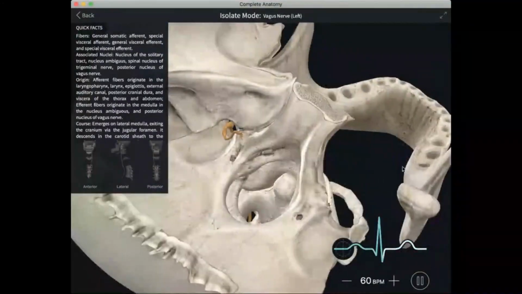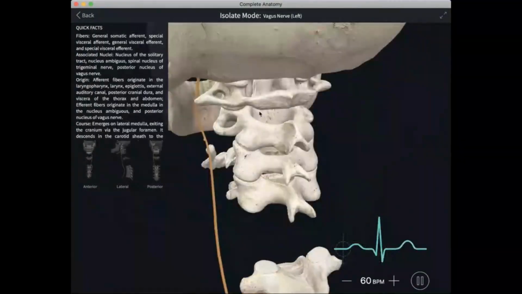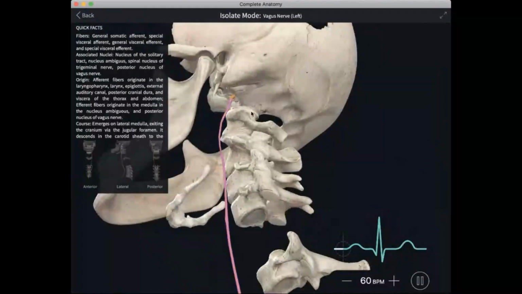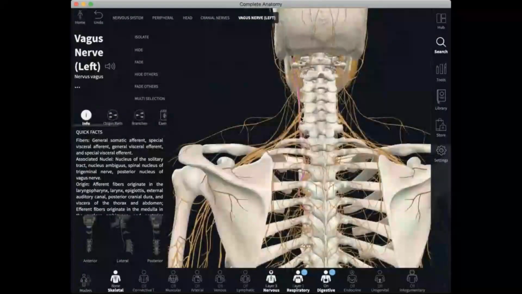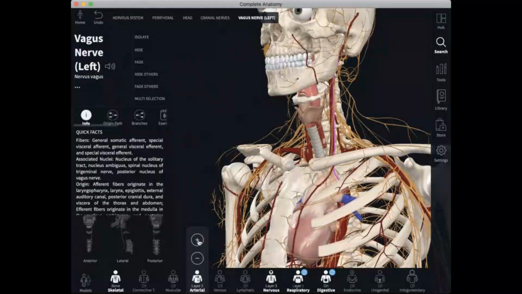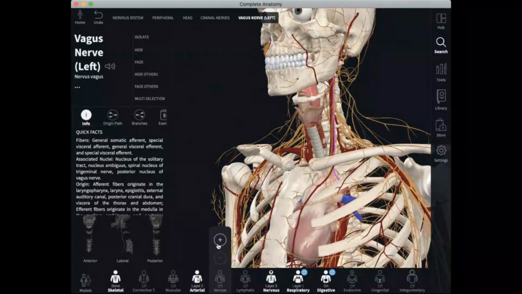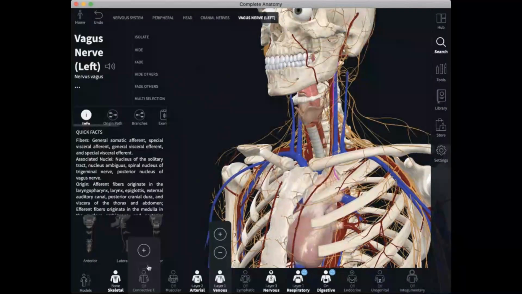This is the jugular foramen, the place where the vagus nerve comes out, along with other structures. Then it comes out within the carotid sheath. What is this carotid sheath? In the neck, there is a sheath where, okay, I will show you the carotid sheath.